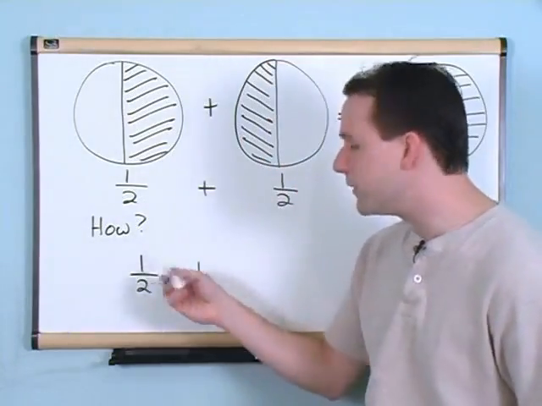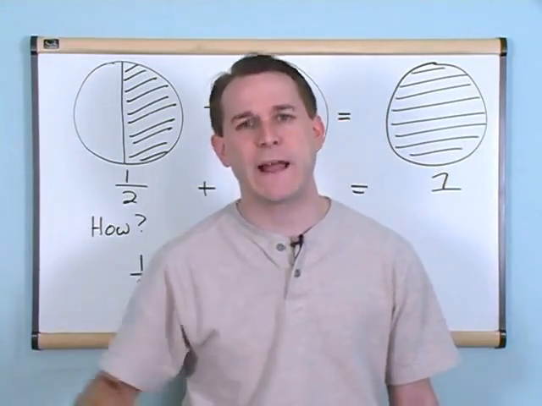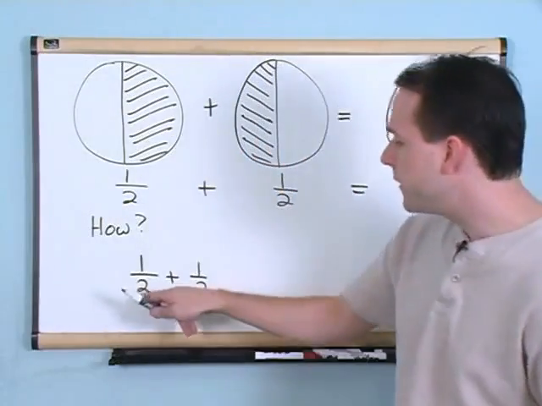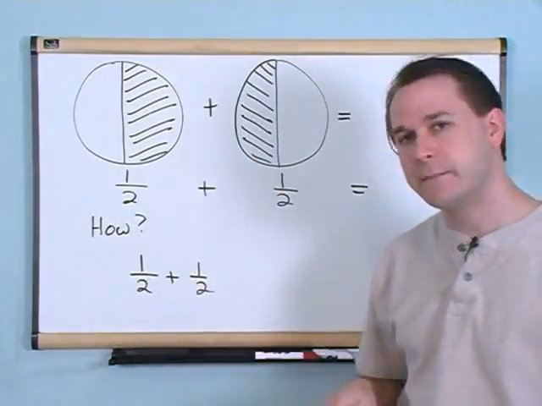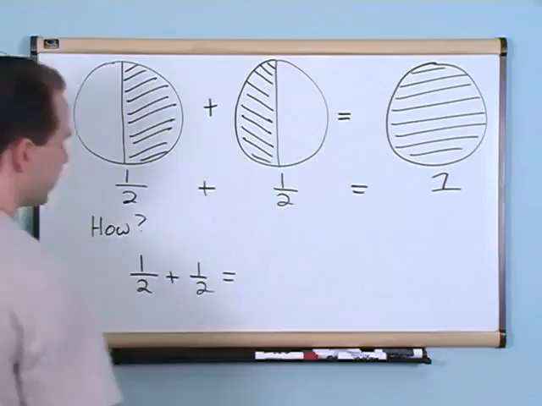If I had a different number in the bottom, then I'd have to do a little bit of work in order to add them, and we're going to cover that in the next section. So for now, because this is a 2 and because this is the same number, we can add these right away. So the question is, how do you add fractions?